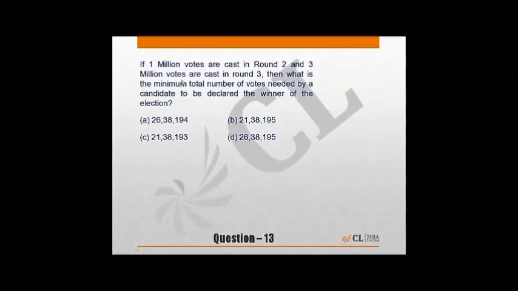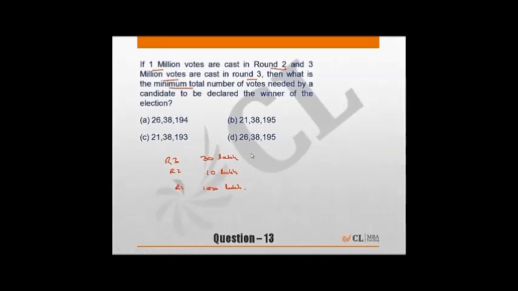Question 13. If 1 million votes are cast in round 2 and 3 million votes are cast in round 3, then what is the minimum total number of votes needed by a candidate to be declared winner of the election? So in round 3, 3 million votes or 30 lakh votes have been cast. In round 2, it says 1 million or 10 lakh votes have been cast. And in round 1, we already know 100 lakh votes had been cast, or 10 million. We want to find what is the minimum total number of votes required by a person to be declared the winner.